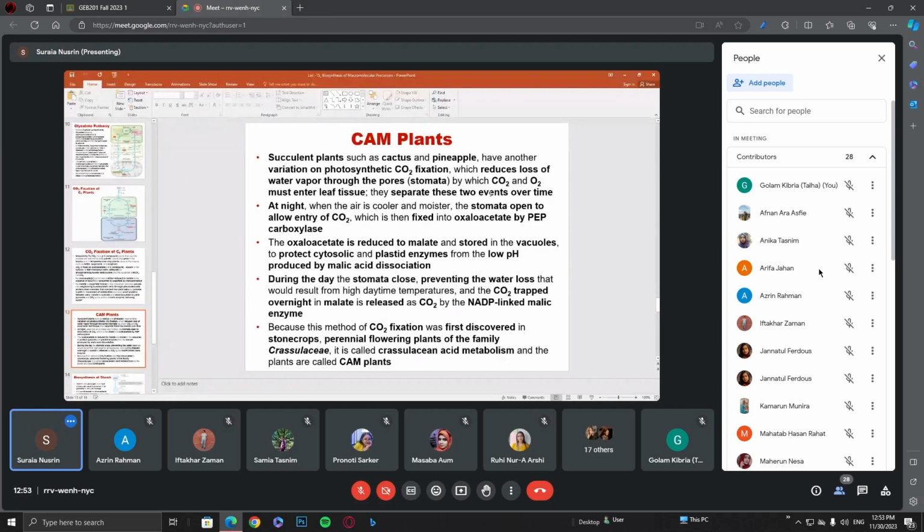And this particular fixation pathway was first discovered in particular species of plants, which are stone crops, perennial flowering plants of the family Crassulaceae. Crassulaceae is the family of the plant, and that's why it is known as Crassulacean acid metabolism, and the abbreviation is CAM plants.